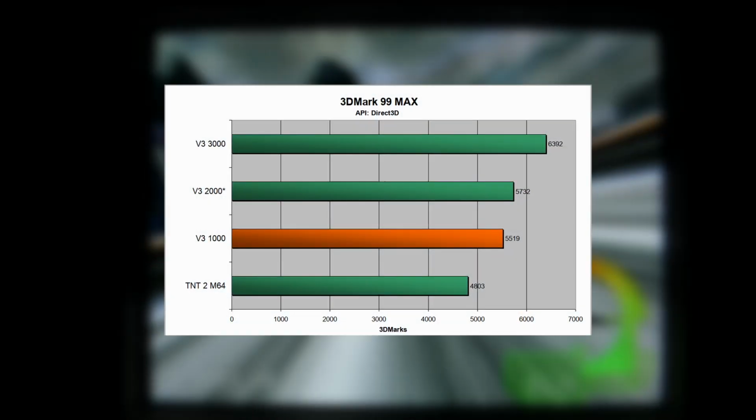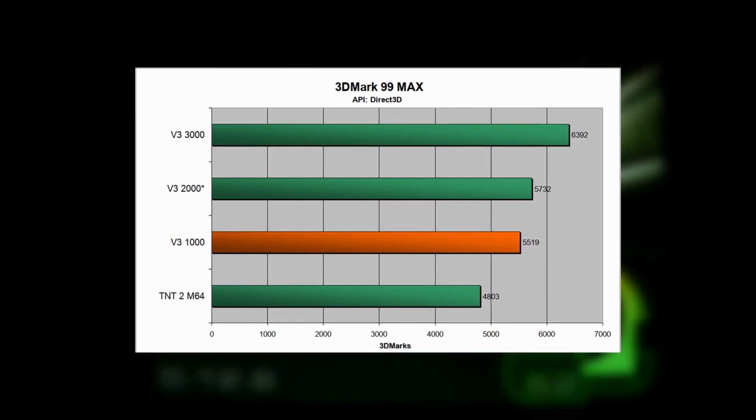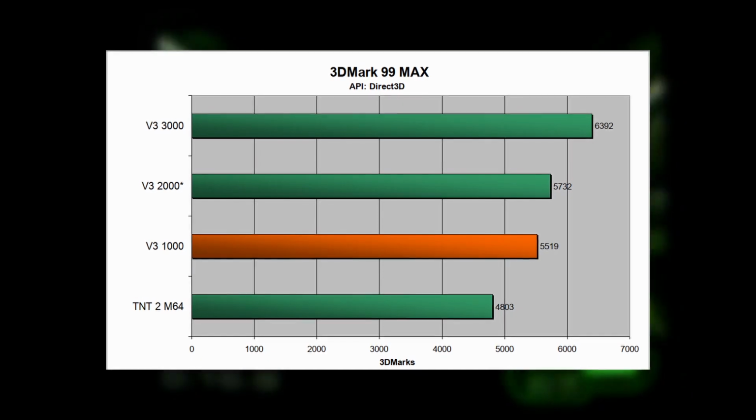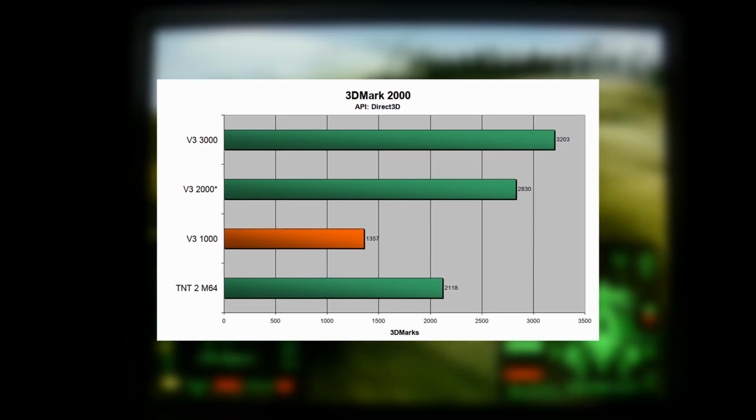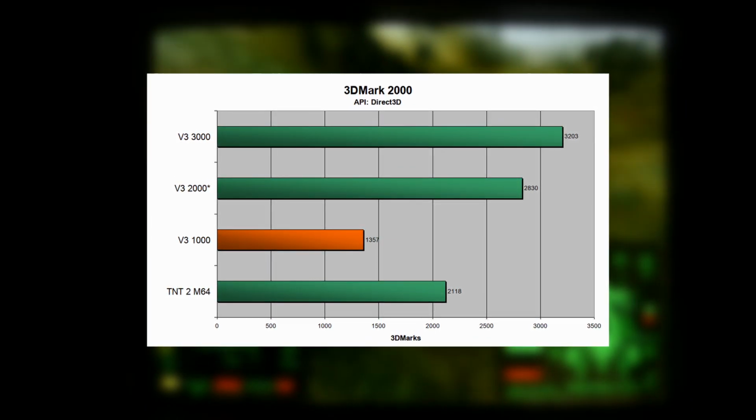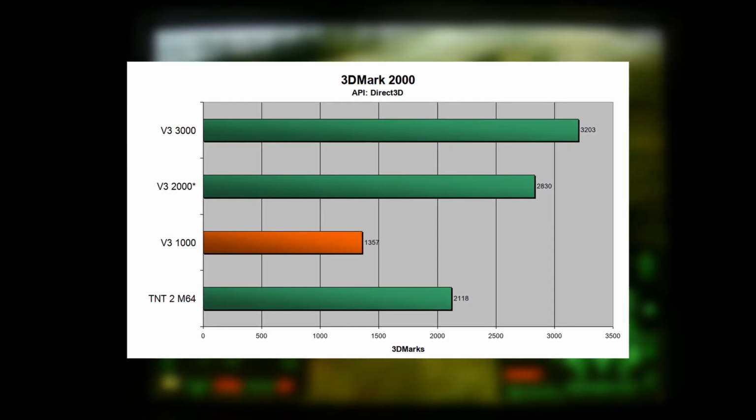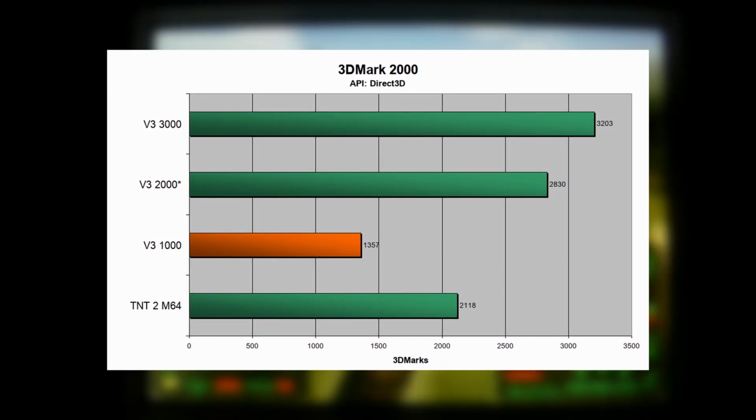Starting off with 3D Mark 99, we see fairly predictable results, with the 1000 coming very close to our simulated 2000, and with all of the Voodoo 3s beating the M64. 3D Mark 2000 shows a very different story, with the 1000 dropping well behind the 2000 and even the M64. This is likely because the card only has 8MB of RAM and is crippling its performance.